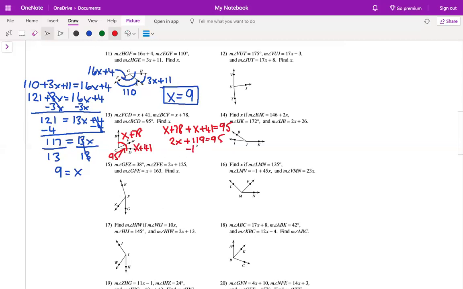Subtract 119 from both sides. We're out of space again. These two cancel. So we're left with 2x equals negative 24. So we can now go ahead and divide both sides by 2. And the 2's cancel. So we have x equals negative 24 divided by 2. 24 divided by 2 is 12. We have a negative divided by a positive. So x equals negative 12. All right.